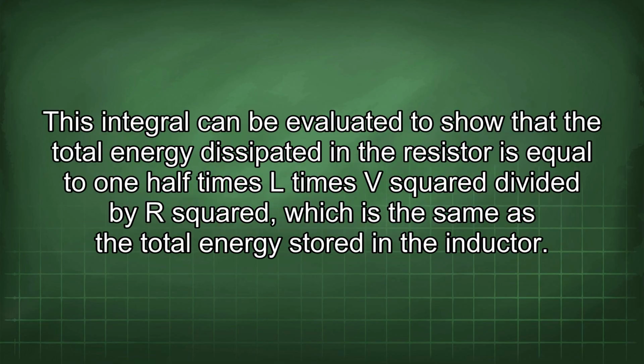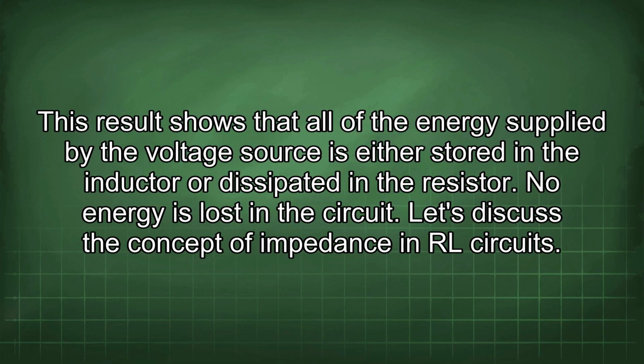This integral can be evaluated to show that the total energy dissipated in the resistor is equal to 1/2 times L times V squared divided by R squared, which is the same as the total energy stored in the inductor. This result shows that all of the energy supplied by the voltage source is either stored in the inductor or dissipated in the resistor. No energy is lost in the circuit.